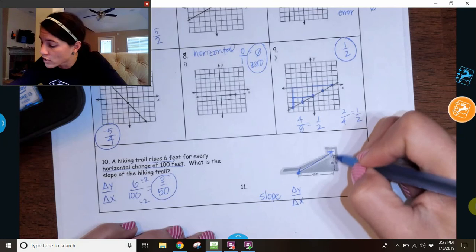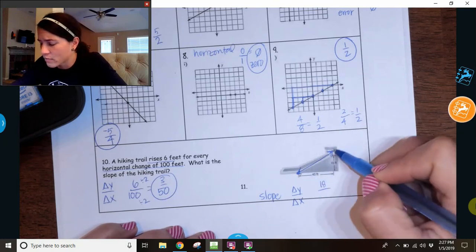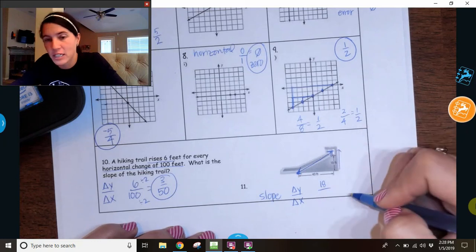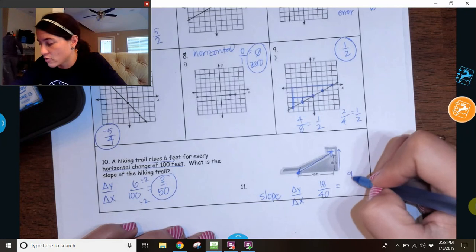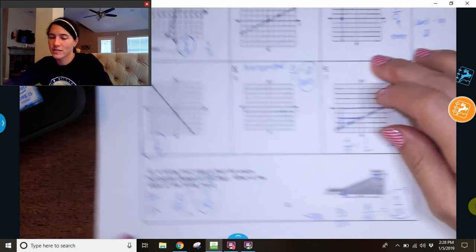So the vertical change is 18 because you would go up 18 feet, and then the horizontal change is 40, and you can reduce and you get 9/20. So the slope of that slide is 9/20.